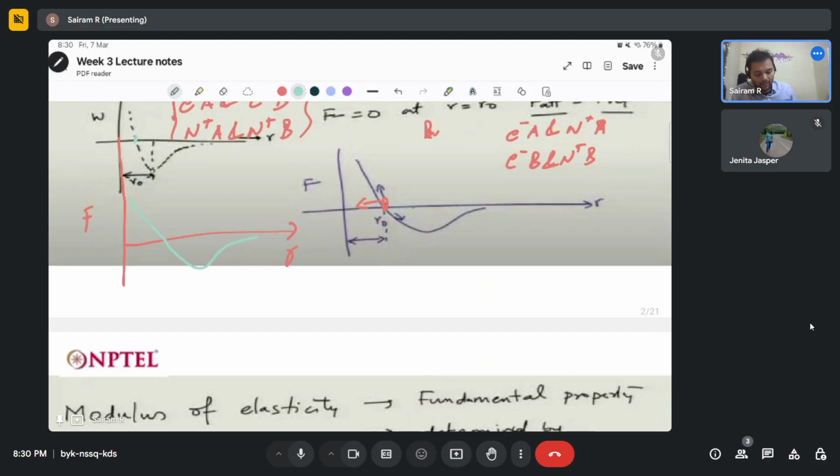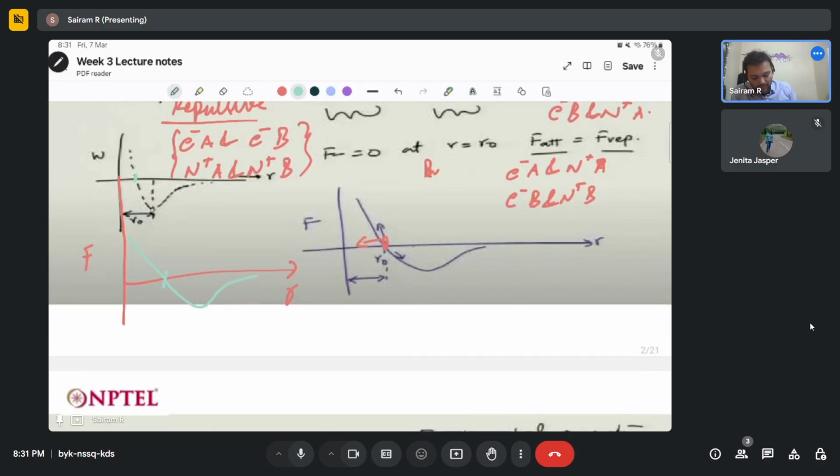Okay, so this becomes r naught. Sorry for it not being in a straight line, but this is what I had intended to draw.